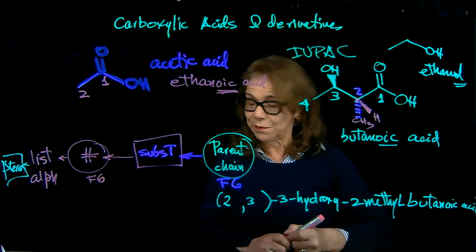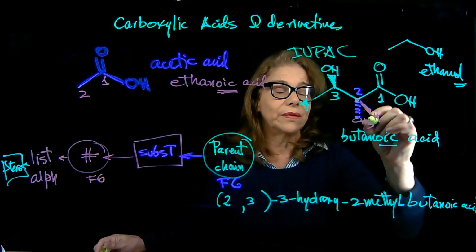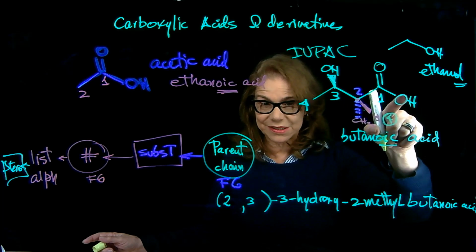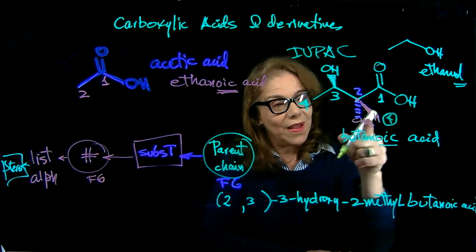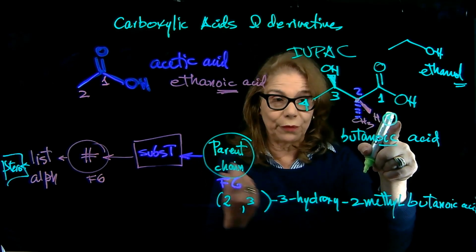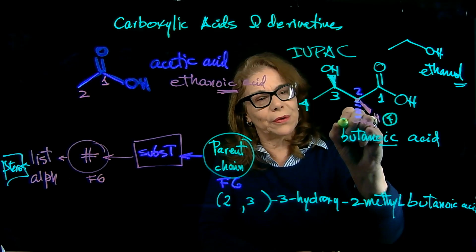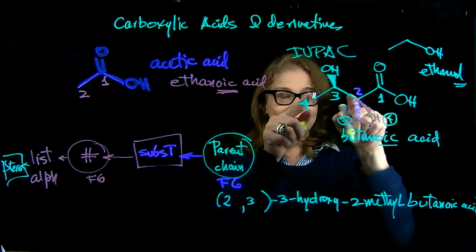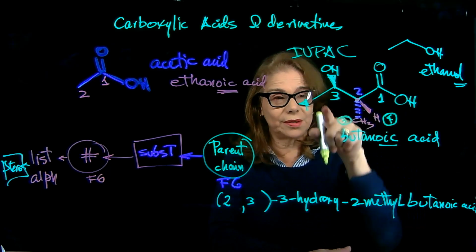So assigning priorities here, and I'm going to do this in a circle. This is not the same as this number. This is for the chain. The lowest priority, I'm going to give it number 4. Second lowest priority is the methyl. And then I am between carbon 1 and carbon 3.